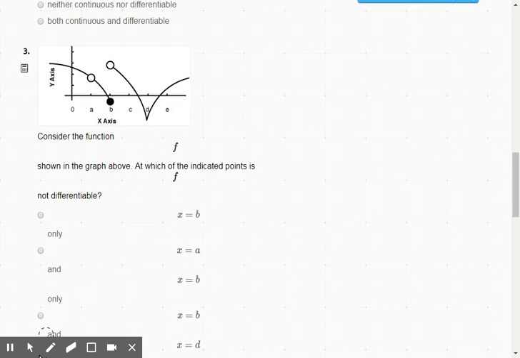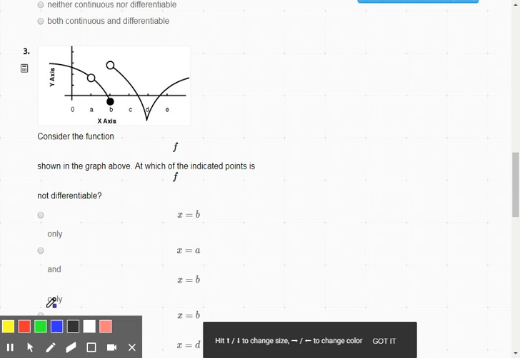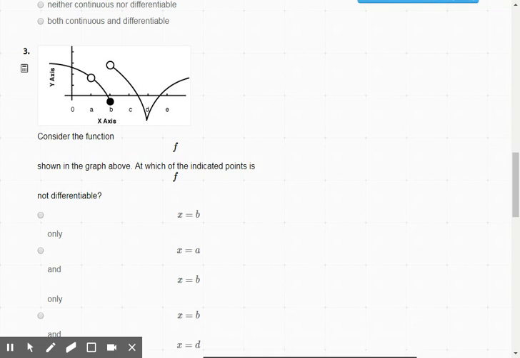Okay, number 3. Let's see what we've got going here. Consider the function f shown in the graph. At which of the indicated points is f not differentiable? Okay, so at x equals b only. Well, yeah, it's definitely not differentiable at b because it's not continuous.